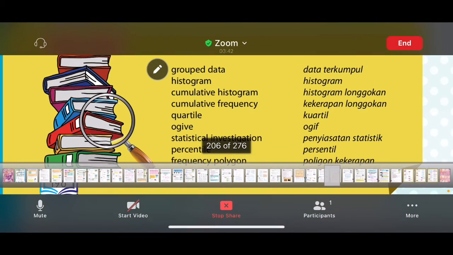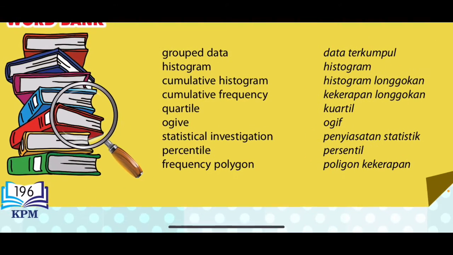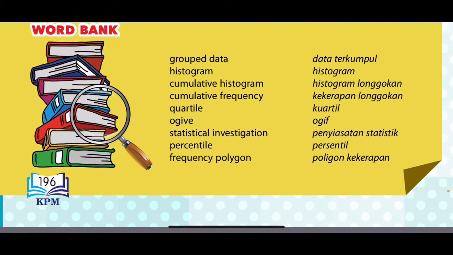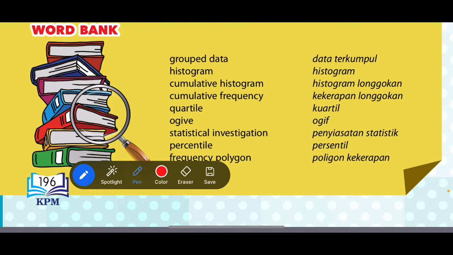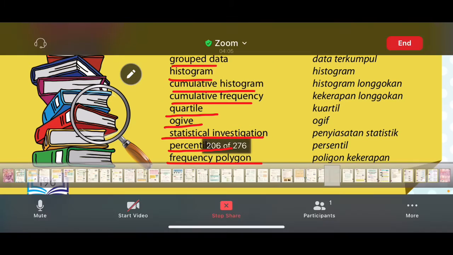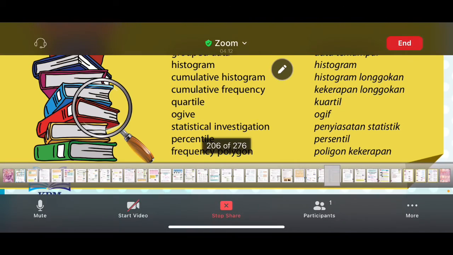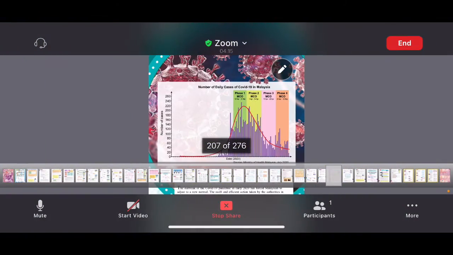For this topic, you must master important words. Word bank. These are the important words: group data, histogram, cumulative histogram, cumulative frequency, quartile, ogive, statistical investigation, percentile, and frequency polygon. Right? So these are the important keywords that you must master. Let's proceed to the next page.